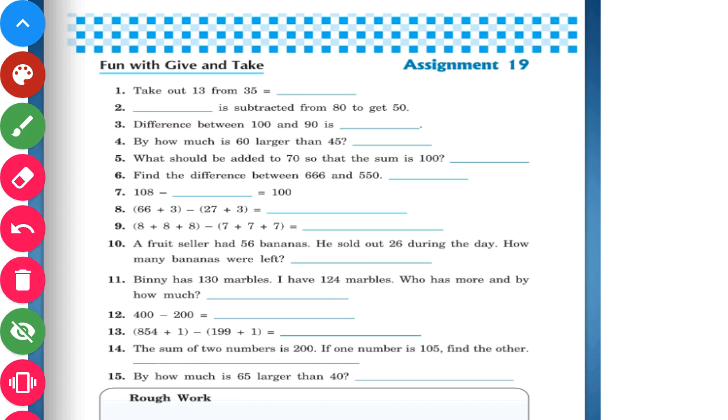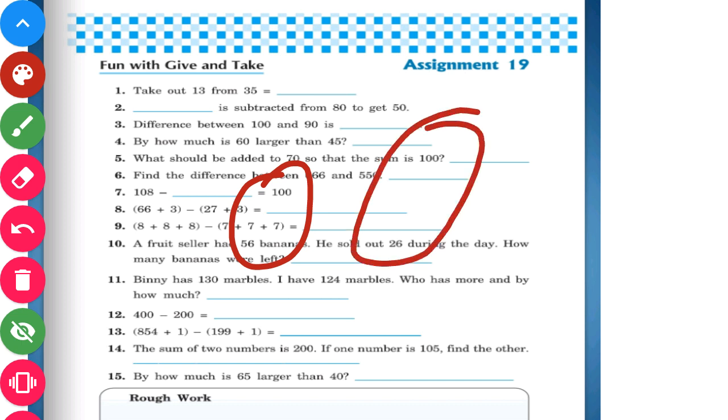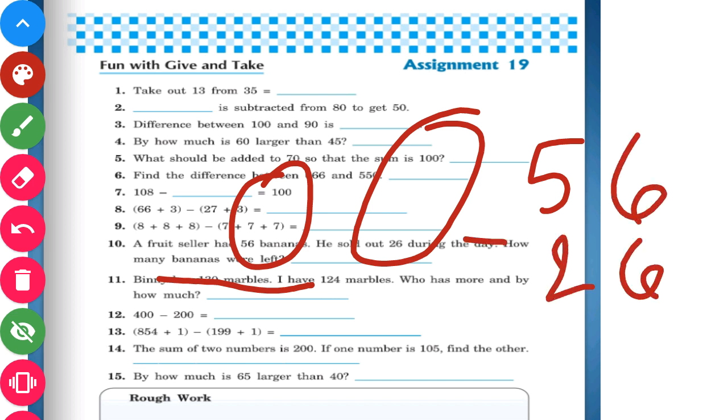So let us read the question once again. A fruit seller had 56 bananas. He sold out 26 during the day. So number of bananas the fruit seller had equal to 56 and number of bananas he sold equal to 26. Number of bananas left equal to, we will subtract 26 from 56. Okay. So 56 minus 26.